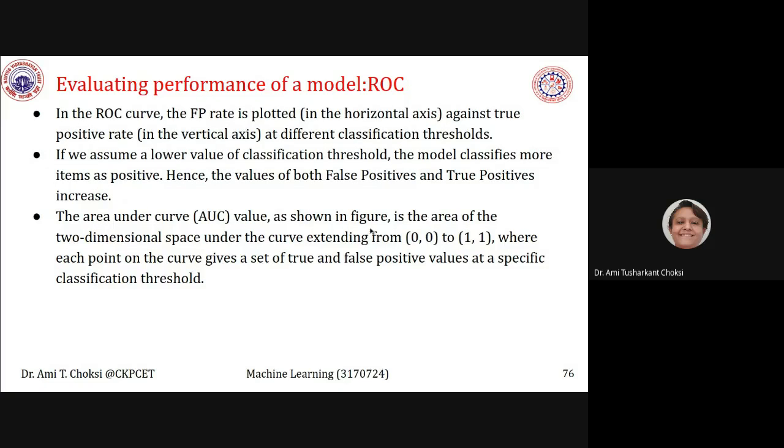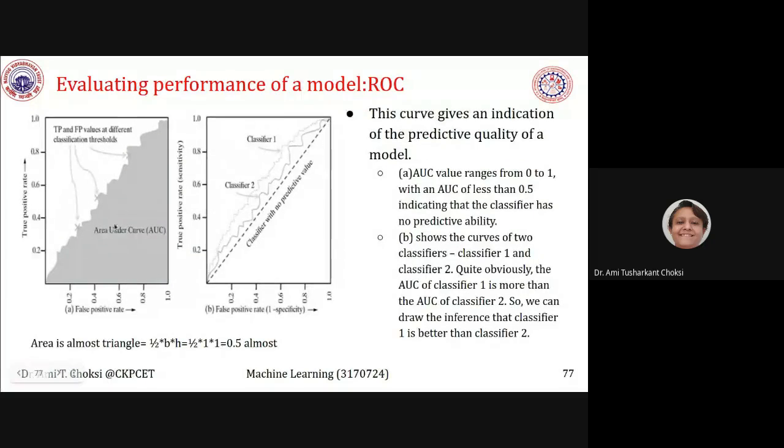In the ROC curve, the false positive rate is plotted on the horizontal axis against the true positive rate on the vertical axis. Okay, this is true positive and this is false positive, right? This is the way the ROC curve is plotted, okay?